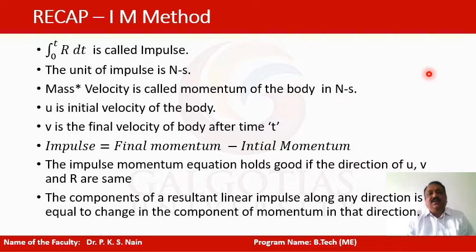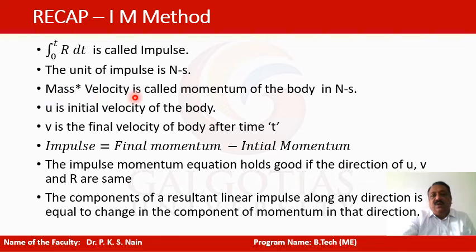So let us first take a recap of what we have done earlier, what we know earlier. First is the force multiplied by time, and if it is integrated over a period of time, it is called an impulse. So if you look at the first point, integration 0 to time t of R dt is called impulse. R is the force in Newton and dt is the time duration in seconds. So the units of impulse would be Newton into second. So that is called impulse.